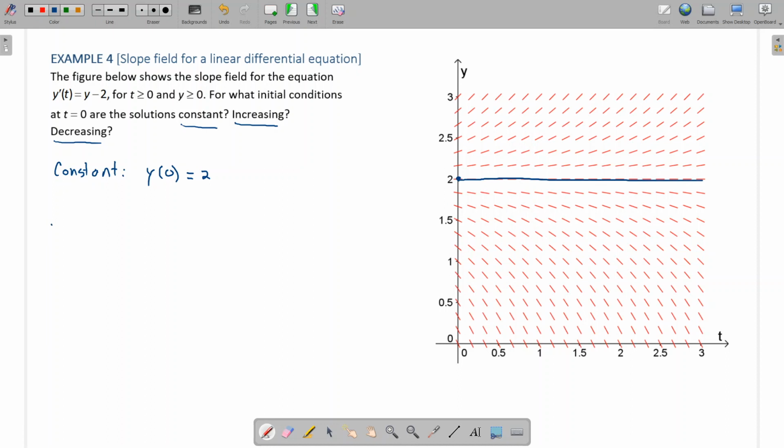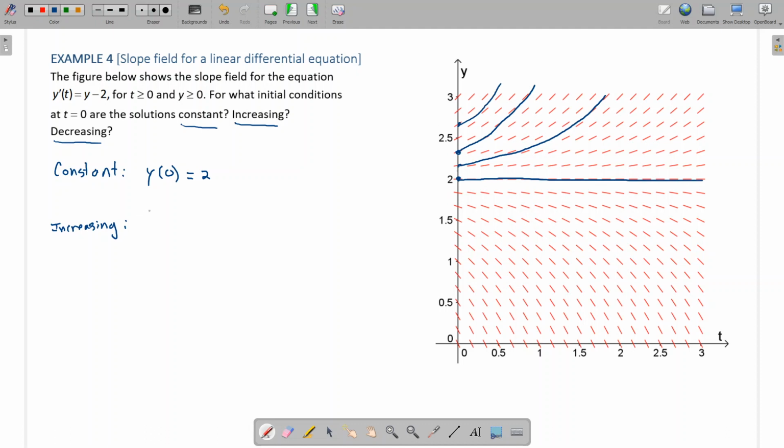Okay, next one, if we look at increasing. Well, increasing functions should have slopes that are positive. So we're looking over here for tangents that go up. We can see all of these over here, they're positive slopes. So if we pick any initial condition along this part, along here, we will have increasing solutions. For example, if I just pick a random one here, let's just pick this guy and then follow the tangents, we can see it's increasing. And all of them over here are increasing.